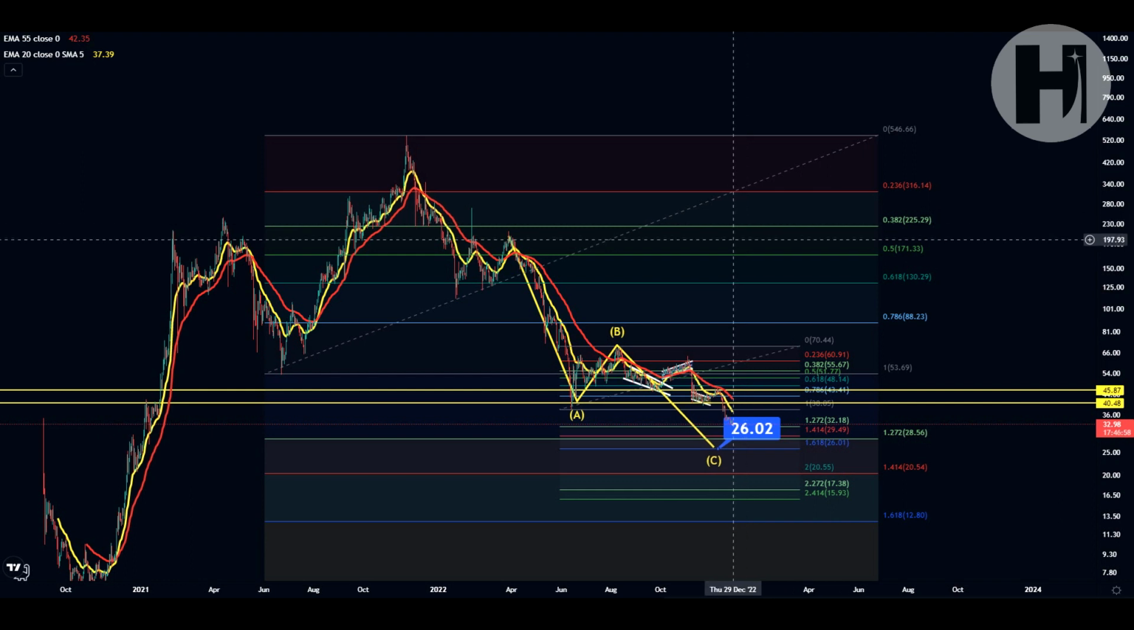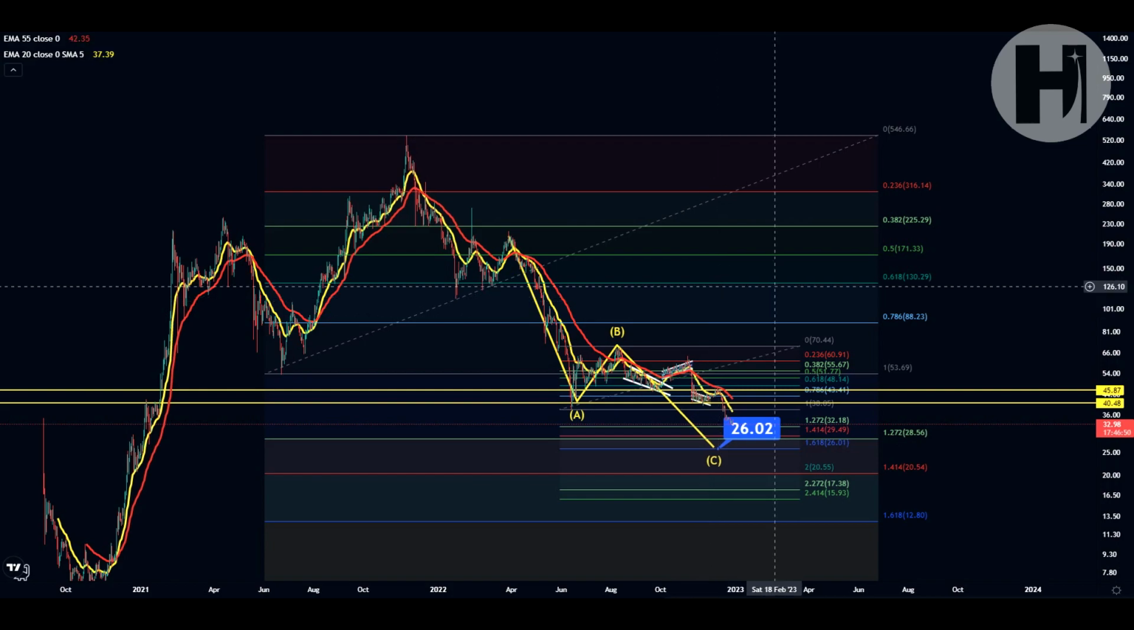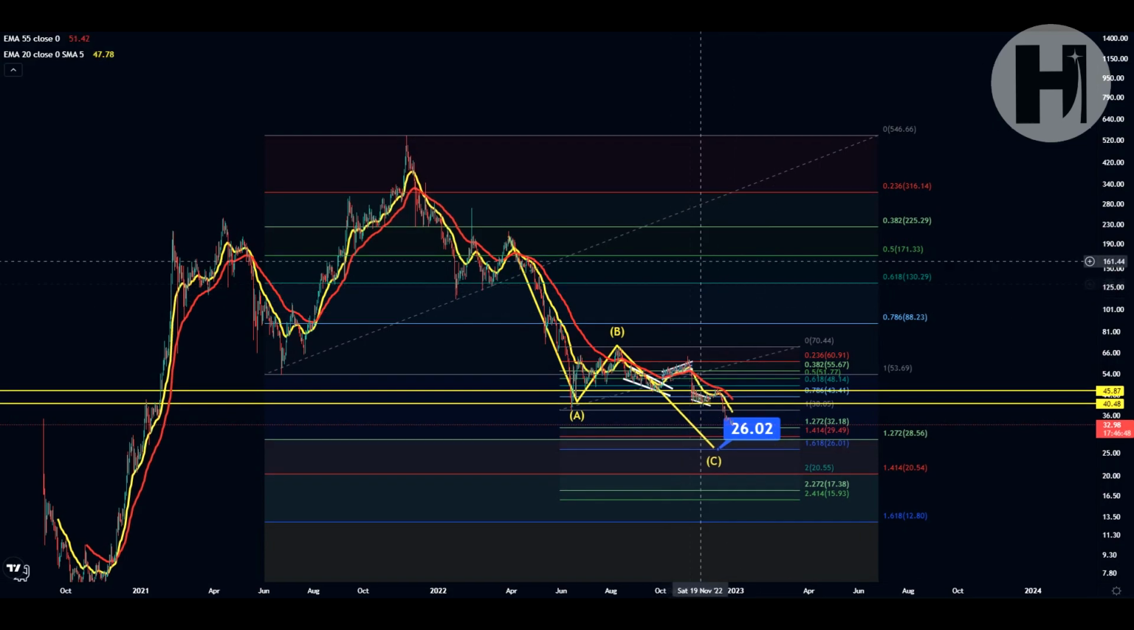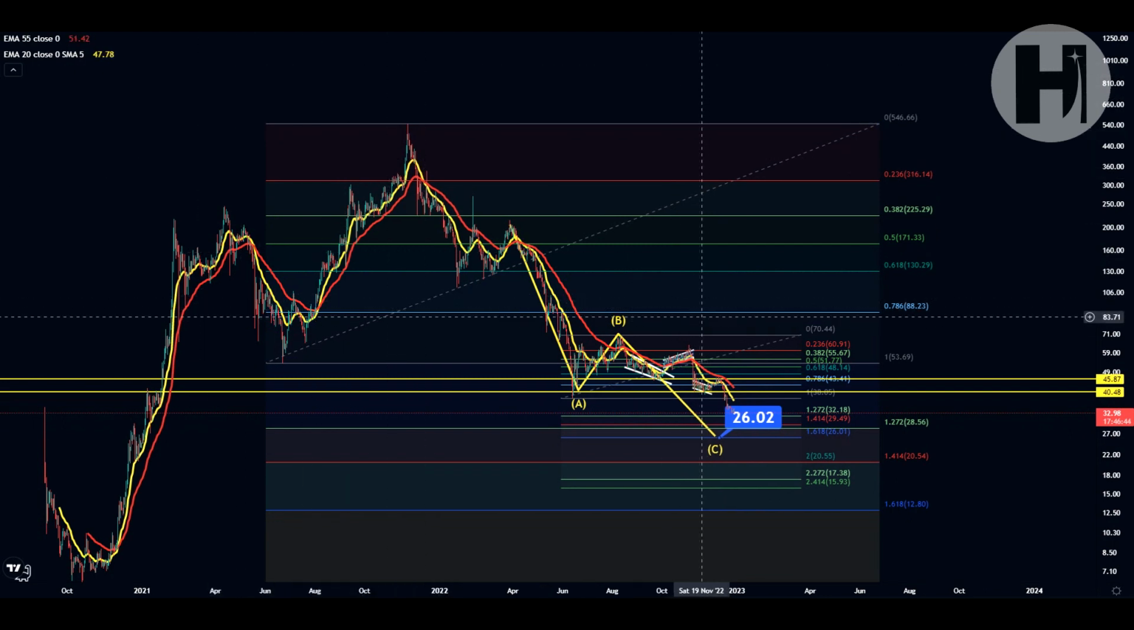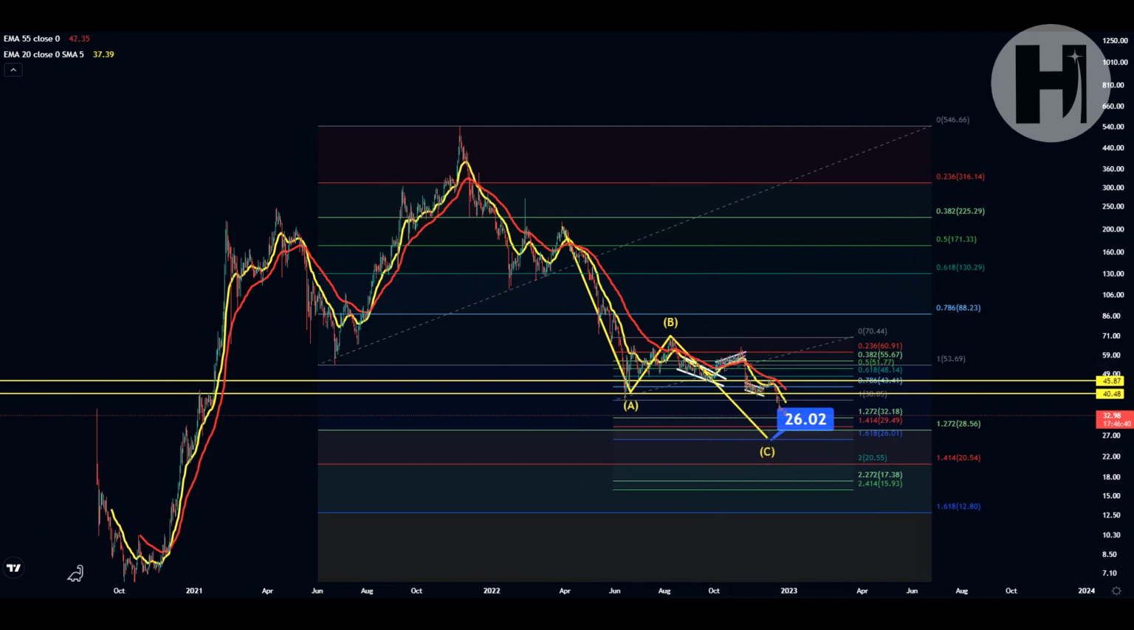And without further ado, let's get straight into the charts. Now, taking a look at EGLD on the daily chart, the chart is from Binance on TradingView. As you can see, we have two Fibonacci retracements. Now, we're going to focus on the larger one.